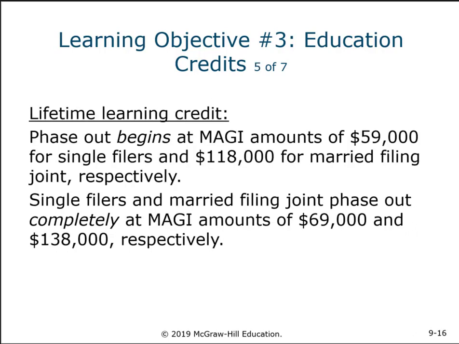Lifetime learning credit has different phase out numbers, but similar in that the phase out range is the same size, meaning for single it's 59 to 69, so it's a 10,000 phase out. 118 to 138, 20,000, for married filing jointly. Notice that these are lower for lifetime learning credit, another disadvantage of the lifetime learning credit, than they are for the AOTC. These are actually adjusted for inflation each year, while the AOTC thresholds have not been, and so they have stayed the same for a while.